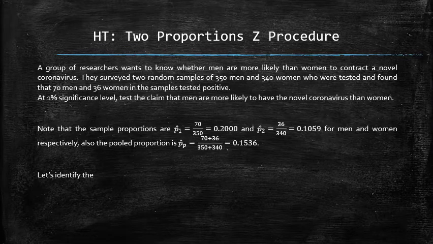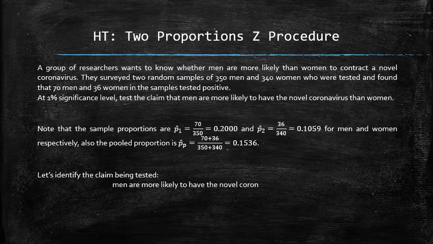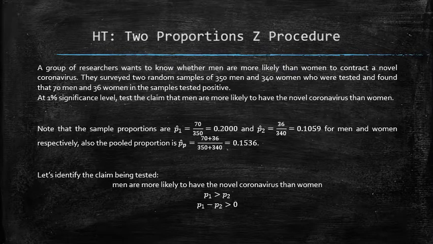Now, let's identify the statistical claim that needs to be tested. The claim is that men are more likely to have the novel coronavirus than women. It is not obvious, but the claim is about the population proportion of positive tested men being greater than the proportion of positive tested women. So we can symbolically express the claim as P1 is greater than P2, or equivalently as P1 minus P2 is greater than 0. Since the claim is about the population proportion, we will use the two proportions Z procedure.